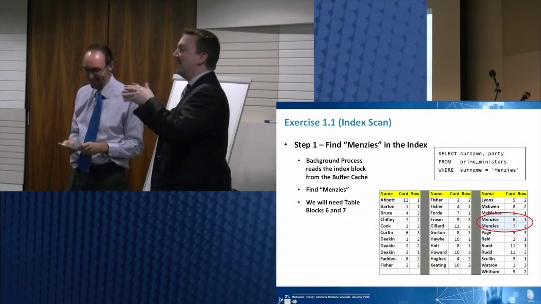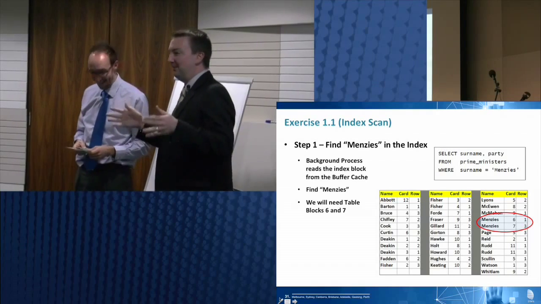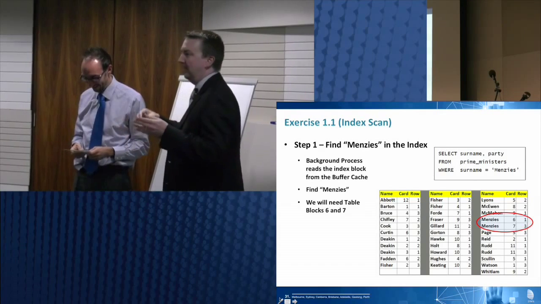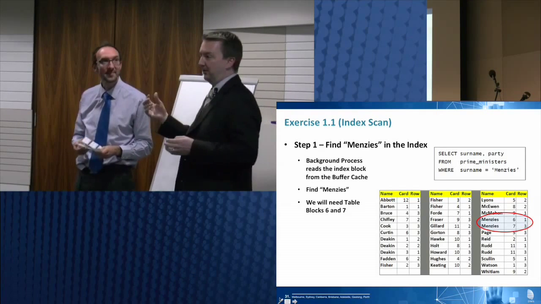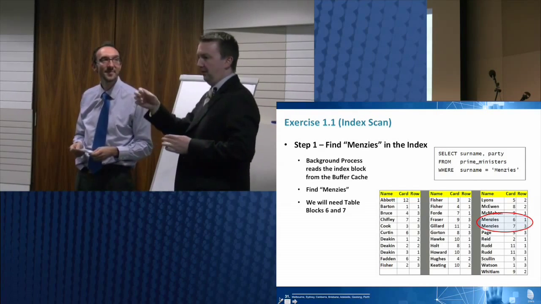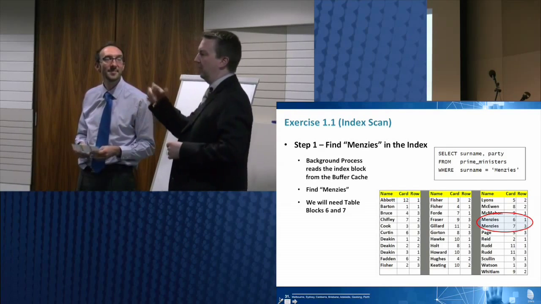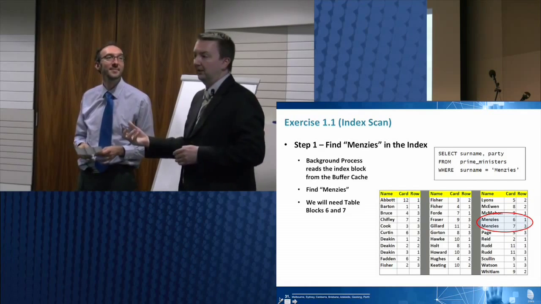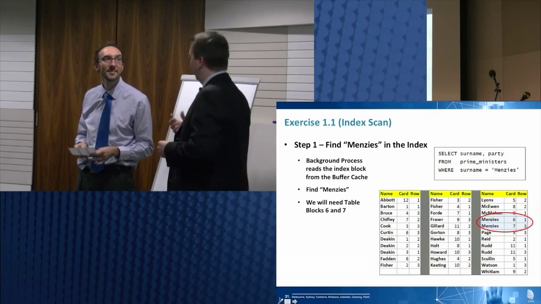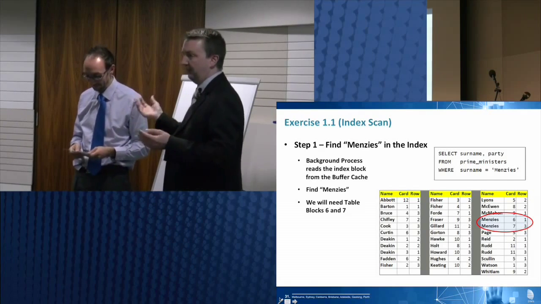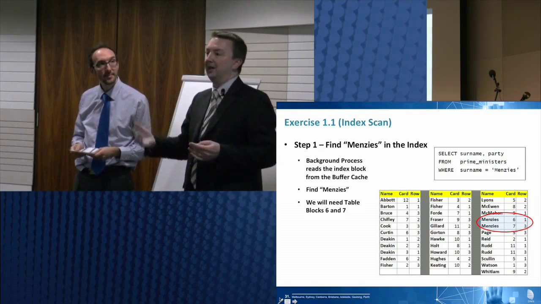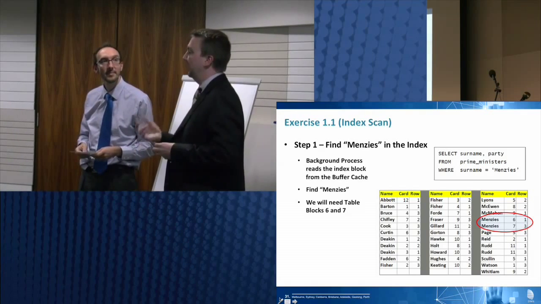The buffer cache is an area of memory in our database. As the user background process, I want to read stuff from memory. I don't want to be getting stuff from disk. So when I read a block, I'm going to leave it in memory, and then I can come back to it if I need it again. Buffer cache is that area of memory where database blocks are stored in case I need them again.